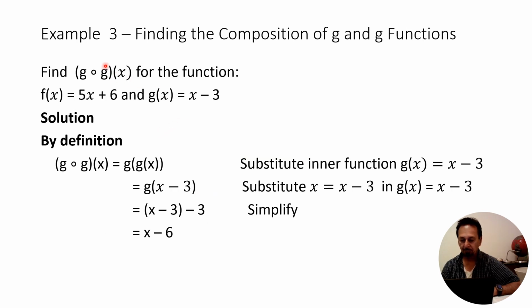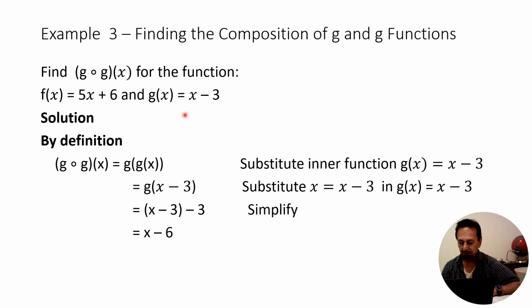Okay, here is an example 3. We're going to find the composition of g and g of the function f of x equal 5x plus 6 and g of x equal to x minus 3. So by definition, g composition with g is equal to g of g of x. So first we're going to replace g of x with x minus 3. So now we're going to find g of x minus 3 using the same function.